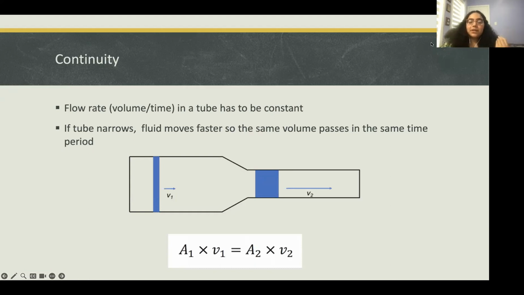So if a tube narrows, the fluid will move faster so that the same volume can pass in the same amount of time. And so in the example here, you can see the velocity is going to be faster in the narrow part, V2.